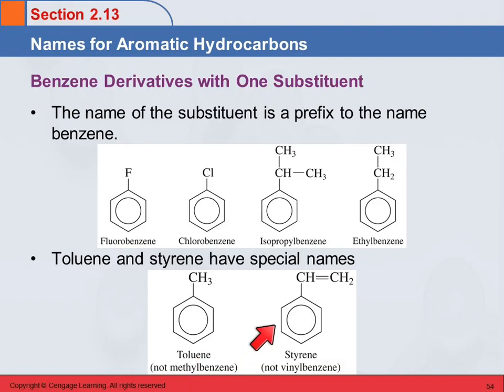And this guy has the special name styrene. A systematic name would be vinyl, because this is the vinyl group, vinyl benzene, but we never use that name. It's always styrene. So you should memorize these two guys, styrene and toluene.